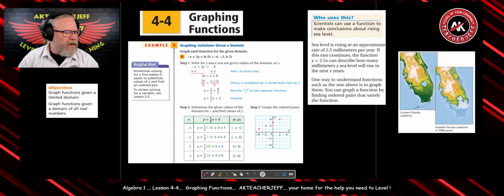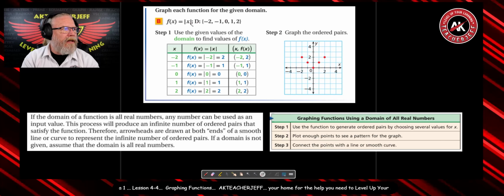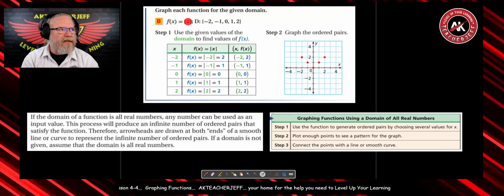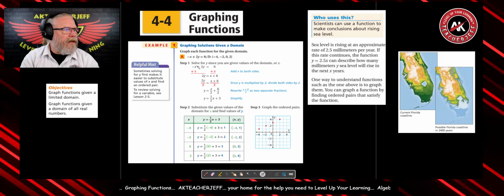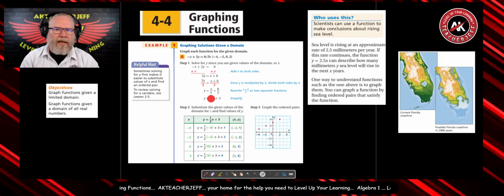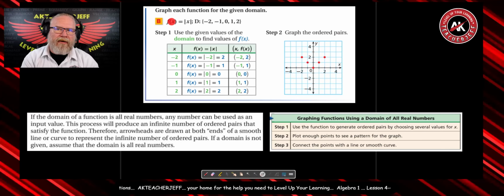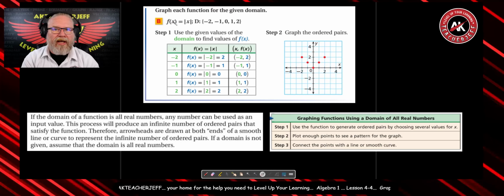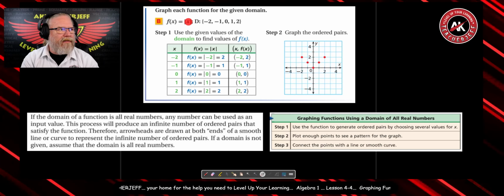Okay, so let's take a look at the next slide here. Graph each function for this given domain. Our function is f of x equals the absolute value of x. Now remember, did they give us f of x on that previous one? Take a peek there. No, we solved it for y, and we ended up with y equals our function rule. Well, remember that f of x is pretty much the same thing as y. F of x and y are interchangeable with one another. So this is like saying y equals the absolute value of x.